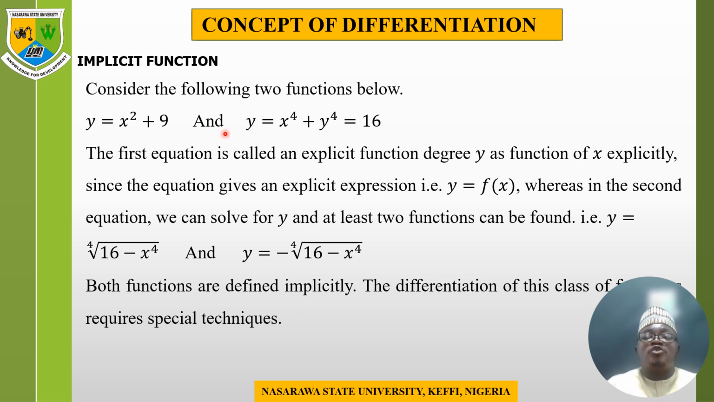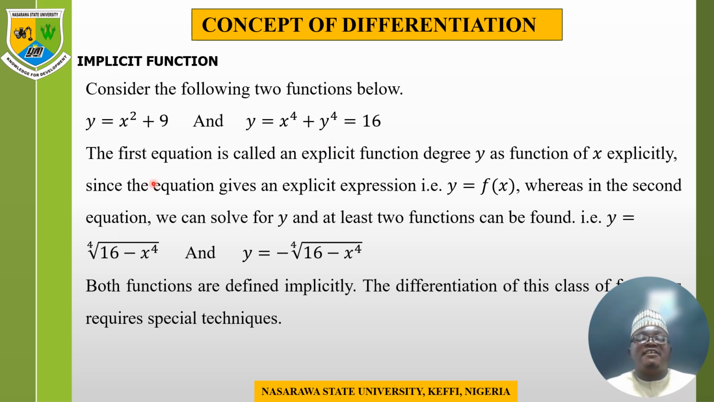Look at it. We say consider the following two functions. y equal to x squared plus 2, and another function x raised to power 4 plus y raised to power 4 equal to 16. The first one here, we are trying to differentiate between explicit and implicit. If you look at this one, it's only a function of x, only one variable. Then we call it explicit. This one with x itself and y itself, two variables, we say is implicit.